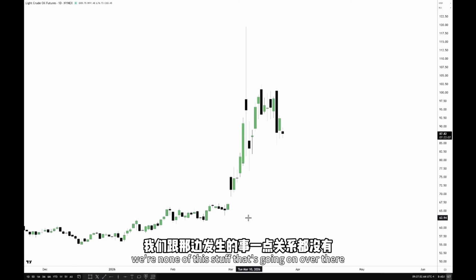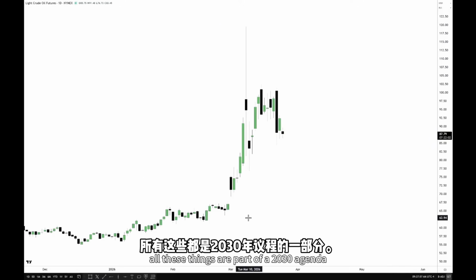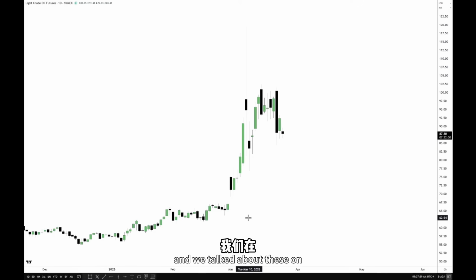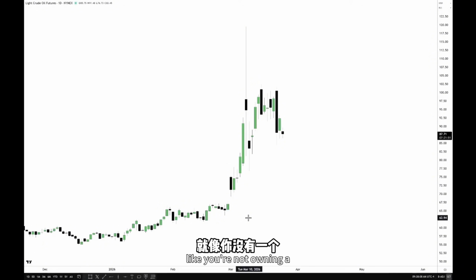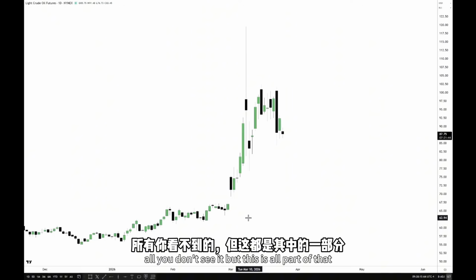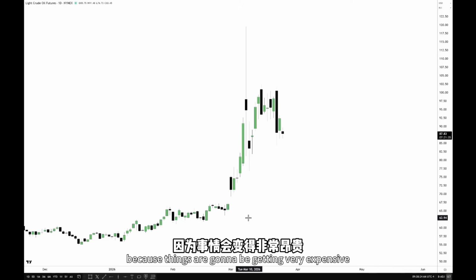None of the stuff that's going on over there right now is going to go away. That's not going to go away. All these things are part of a 2030 agenda, and we talked about these on Spaces, so I'm not going to talk about it here. But there's a lot of agendas where this fits that criteria perfectly, like you not owning a combustible engine vehicle, travel restrictions, 15-minute cities. You don't see it, but this is all part of that. Okay, just be mindful. Preserve what you have. Don't risk and gamble because things are going to be getting very expensive.